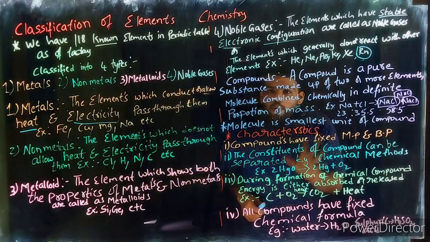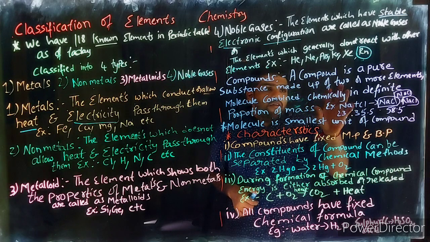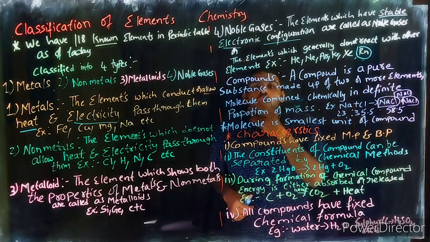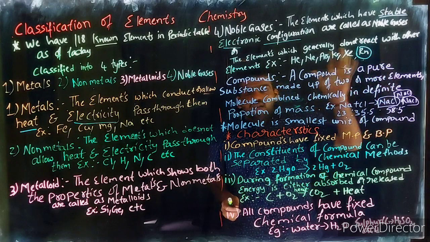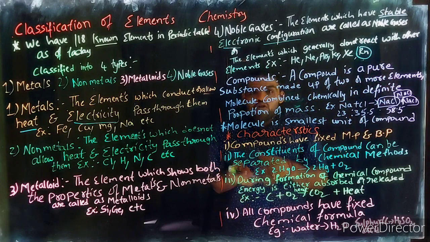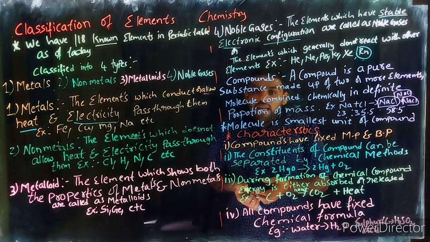Now coming to compounds. So what are compounds? Compounds are pure substances which are made up of 2 or more elements or molecules combined chemically in definite proportion of mass, in a fixed proportion or in a fixed ratio. If 2 or more elements or molecules are combining, then they are called compounds. Examples, sodium chloride, 2 or 3 molecules of sodium chloride, 2 or 3 molecules of sulfuric acid, etc.